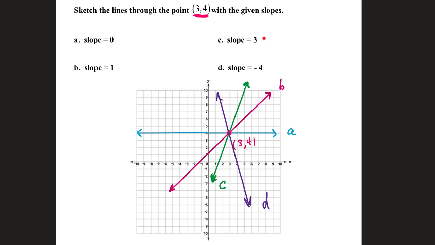Part C is slope of +3. This green line from our point 3, 4, we would travel up 3 over 1, up 3 over 1, and if you keep doing that, you get a series of points. When you connect those with a line, you'll get line C. And part D, a slope of -4. From 3, 4, we would drop 4, run 1, drop 4, run 1. And when you run a line through those points, you would get line D.